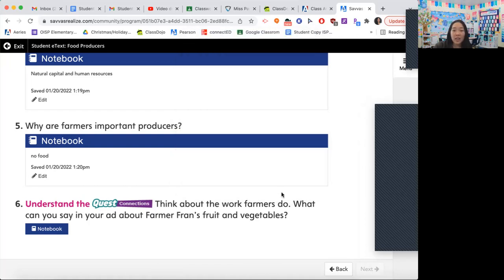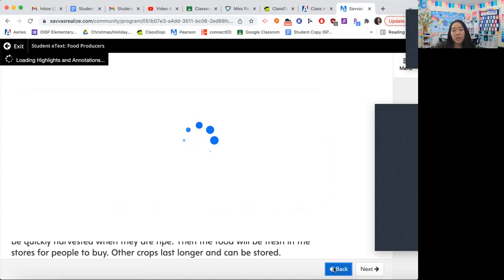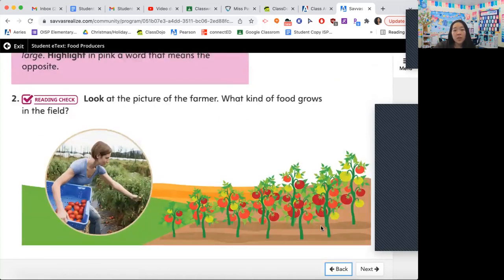Number 6. Understand the quest connections. Think about what farmers do. What can you say in your ad about Farmer Fran's fruit and vegetables? So think about what farmers do. What can you say in your ad about Farmer Fran's fruit and vegetables? So let's look at Farmer Fran again. So here is Farmer Fran.